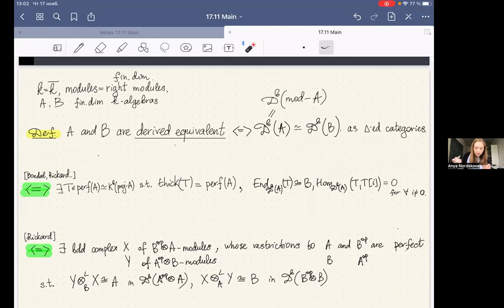And it is well known that this condition is equivalent to the existence of a so-called tilting complex. And this is usually attributed to Rickard, but I want to remark that it is also basically contained in a paper by Bondal. So what is a tilting complex? It is a perfect complex, which generates the subcategory of perfect complexes. Its endomorphism algebra is isomorphic to B as a K-algebra, and it has no negative or positive self-extensions. So such a complex is called tilting.